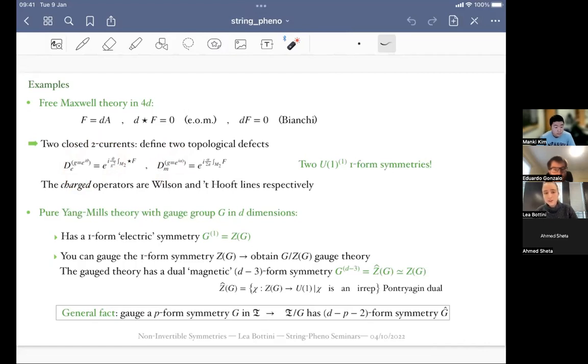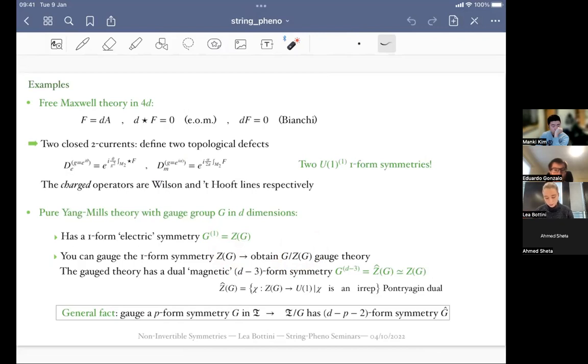So another example of a theory with 1-form symmetry is Yang-Mills theory with gauge group G. This works in general D dimensions. And this has a 1-form symmetry, which is given by the center of the gauge group. And these higher form symmetries can be gauged like standard symmetries. And it is well known that if you take a theory with gauge group G, and you gauge the 1-form symmetry, which is given by the center, you obtain a theory which now has gauge group G mod the center. And of course, you don't have the 1-form symmetry anymore because you gauged it.